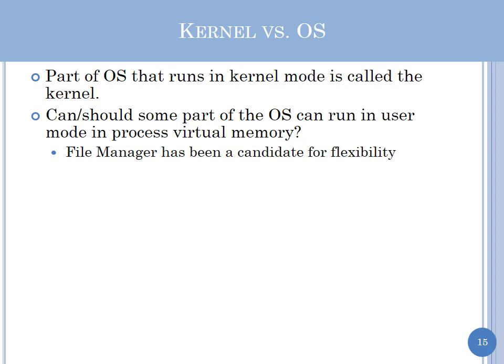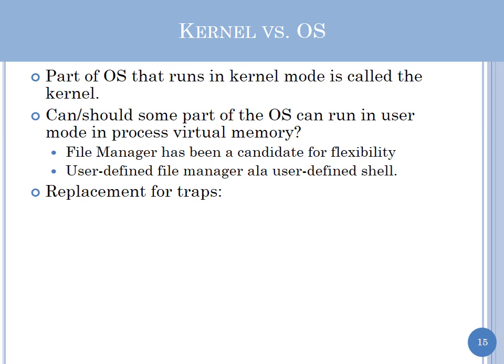Anyway, we're not getting into too much of the OS design issues here. But the question is, with the kernel, I communicate through system calls, which means executing traps. How do I communicate with the file manager that's outside the kernel?